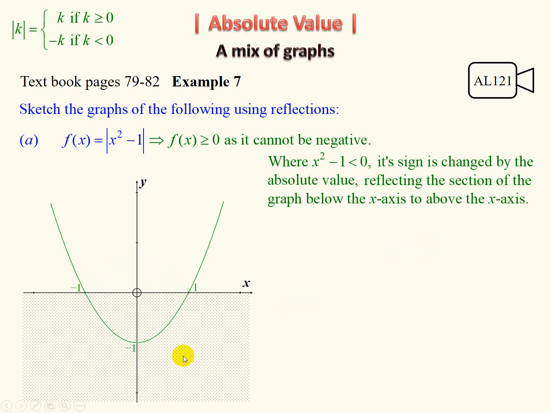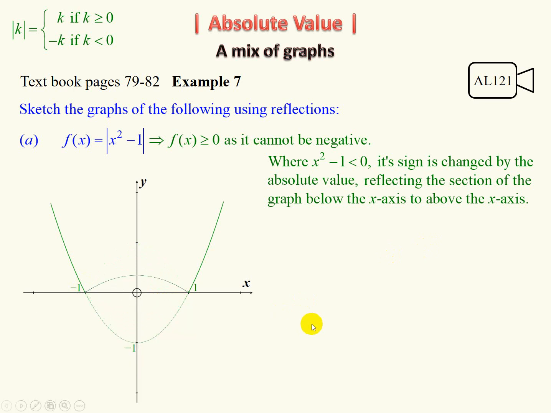Just once more, there's the shaded area where we can't have the graph. So it's reflecting up to the other side there. And there is our graph of f of x equals the absolute value of x squared minus 1.